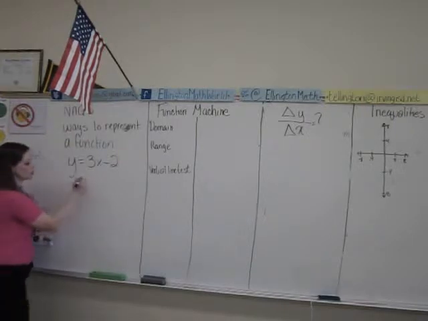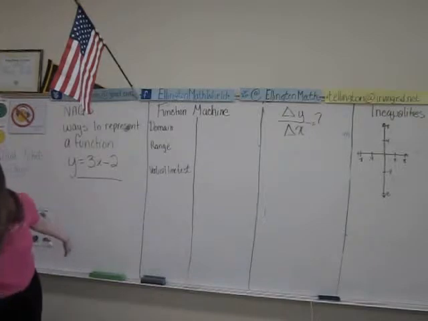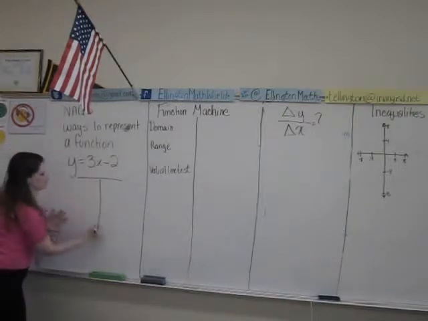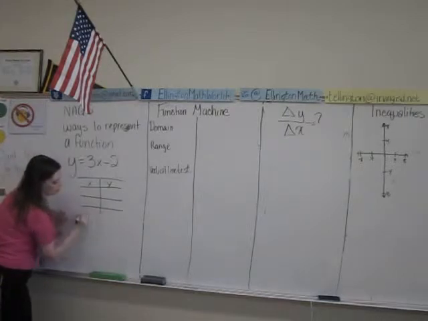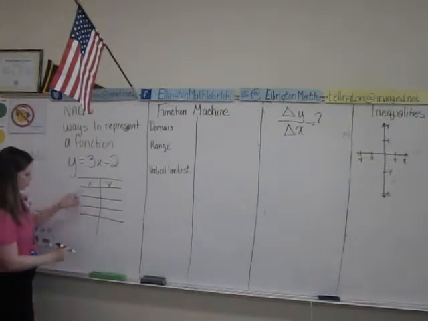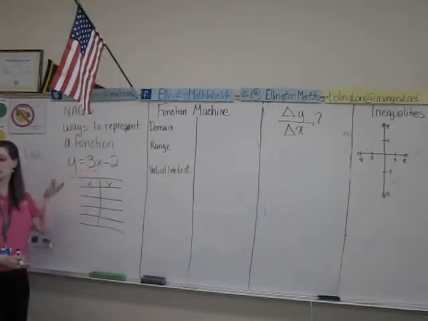So if we have our numerical table, how many spaces do we have on that one? Mine just isn't printed. 4. All right. So we have x and we have y. Alrighty. 1, 2, 3, 4. And it didn't give me any x values, did it? So I can pick any 4 values I want.